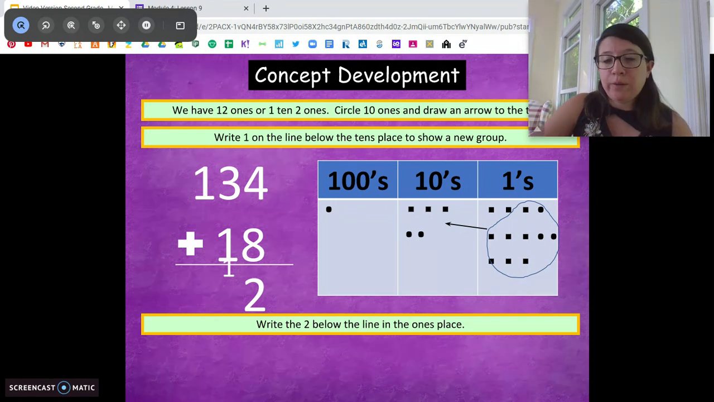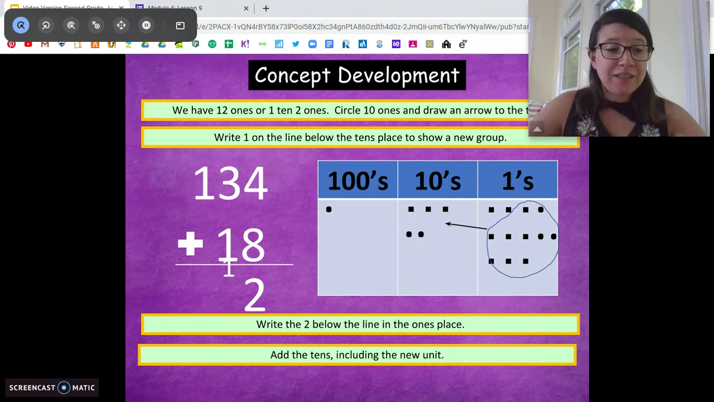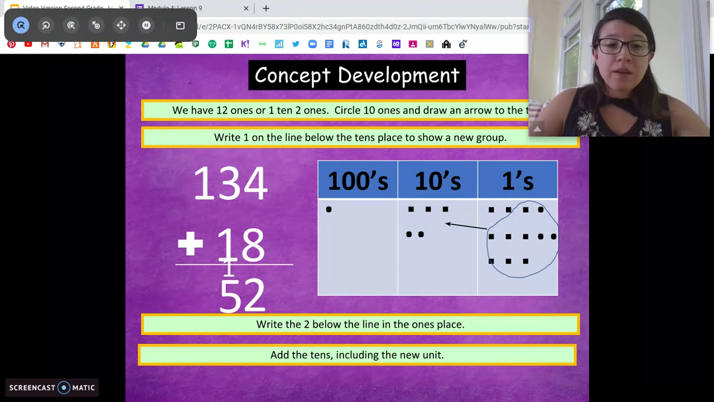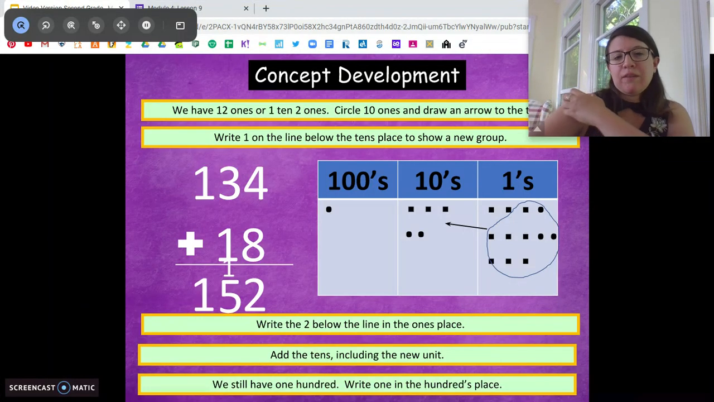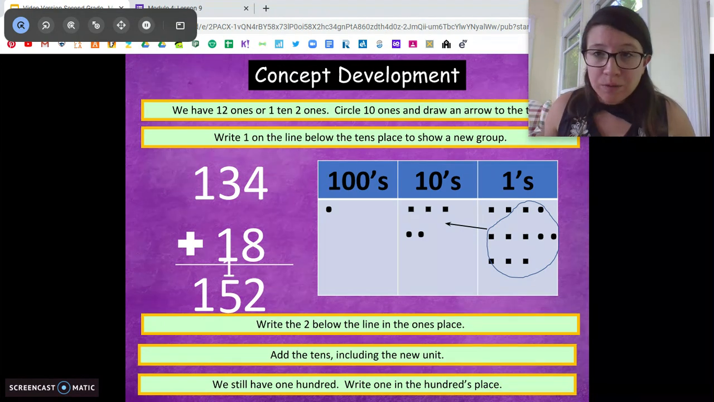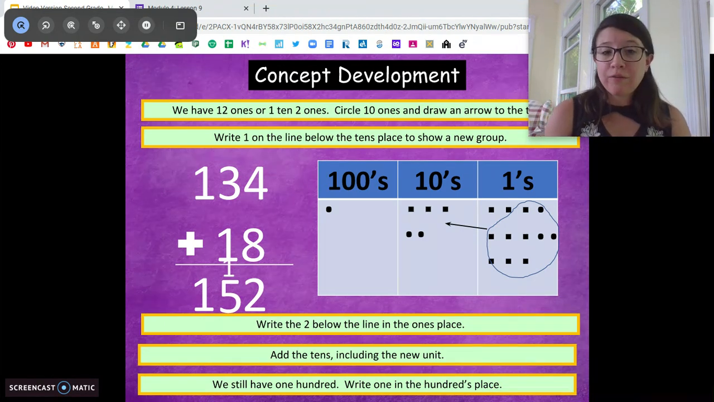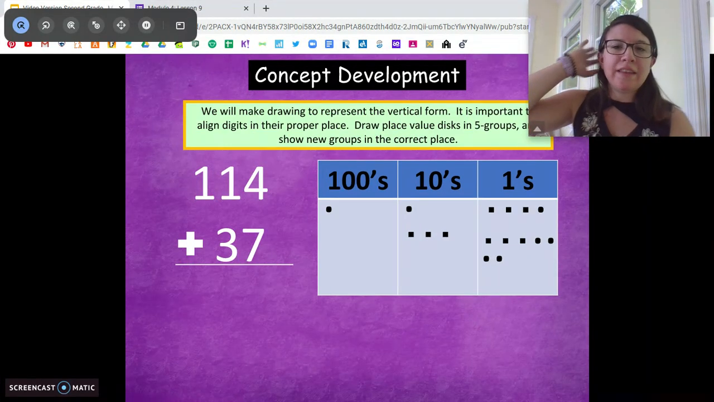How many 10s do we have now? Good. We have 5 10s, right? So we're going to write that in there. Make sure you add that other 10 in there. And then how many hundreds do we have? Did we add anything to our hundreds? No, right? We still have 100. So as long as there's nothing in there, we just carry that 1 down. We still have 100. So 134 plus 18 is 152. Good job.